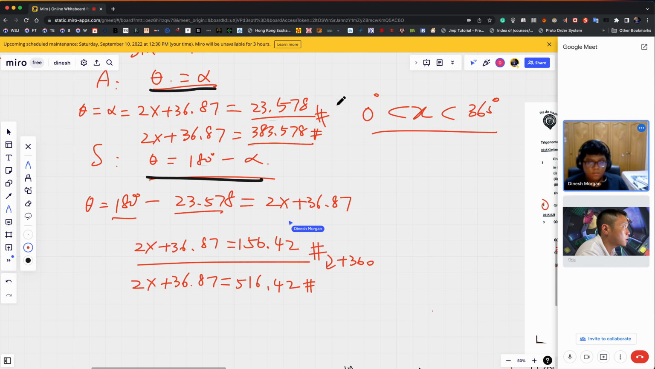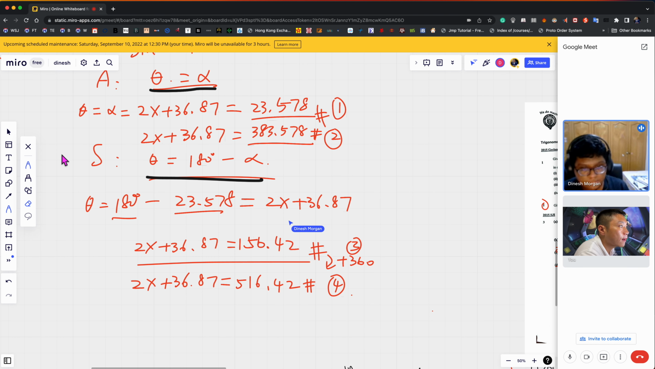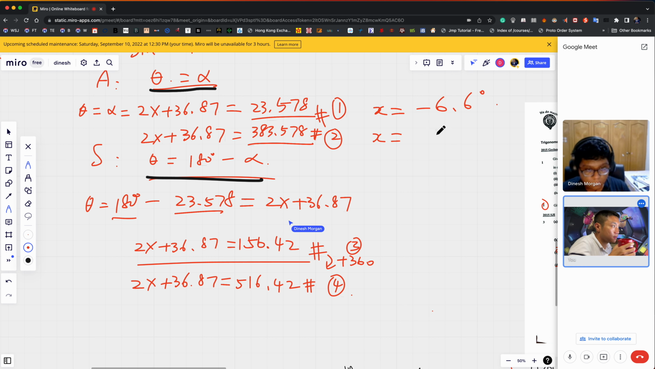So what is your x from, okay, so if I consider this is your 1, 2, 3, 4. And then what is your value for 1? For x? Wouldn't it be a negative? Yep, go ahead. 3.578 minus 36.87 divided by 2. Negative 6.46. Is it just 1 dp? Yeah, just for our convenience. Just 1 dp. 173.4.